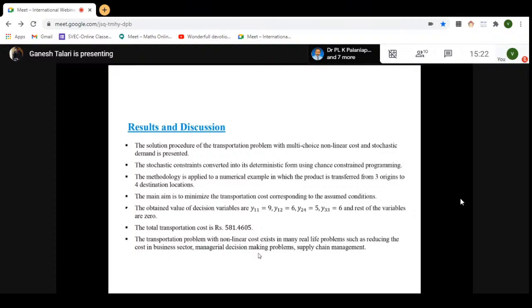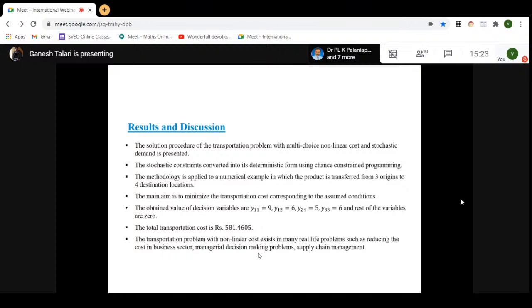Based on that, y11, the units transported from the first origin to the first destination, requires only 9. First origin to the second destination is 6, and second origin to the fourth destination is 5. Third origin to the third destination is only 6. The remaining variables are 0. So your transportation cost is 581.46. Because the cost is not an integer, the transportation cost may differ.